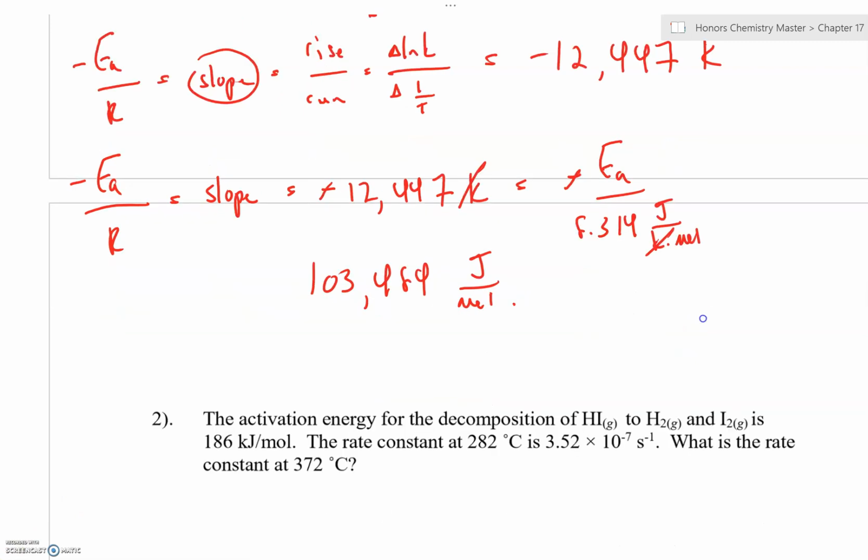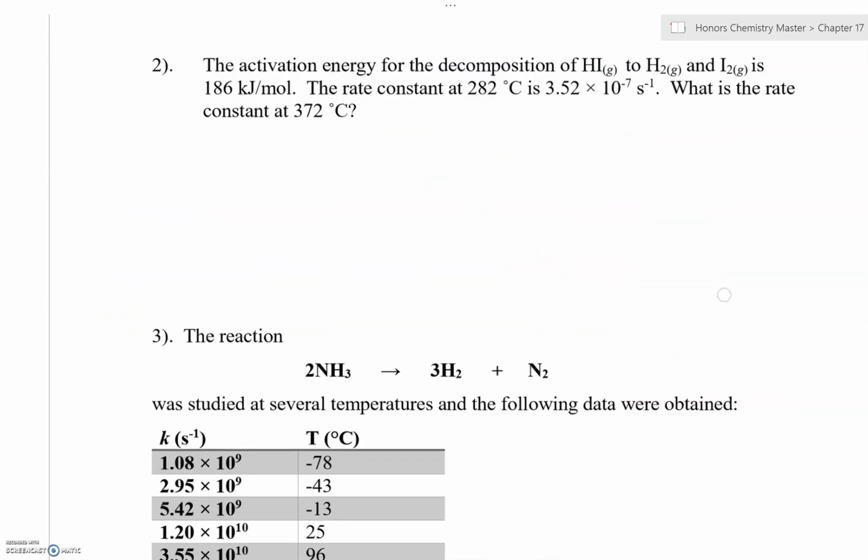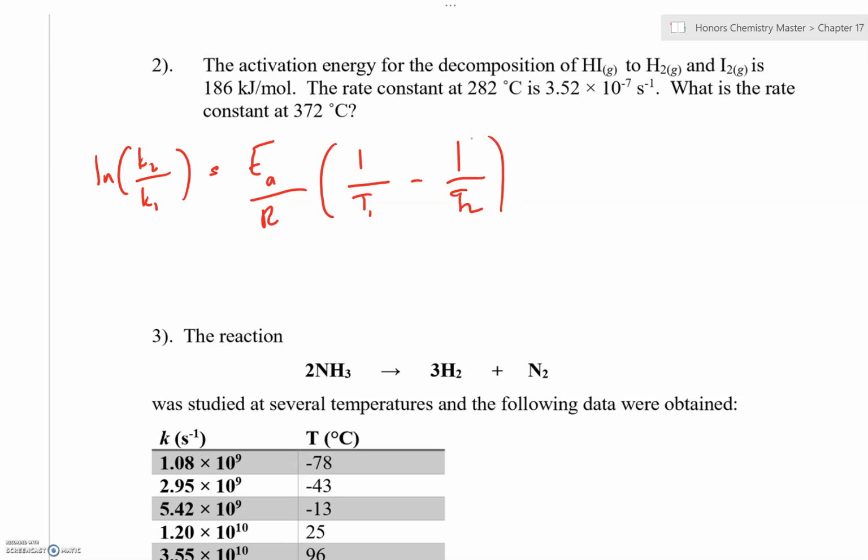Now let's go down and take a look at number 2. This equation that we're looking for is the Arrhenius equation, but it's set up with only 2 values for rate constant K, EA over R, multiplied by the differences between the inverses of temperature 1 and temperature 2. Okay, and in this question, it's asking us for the rate constant at 372.